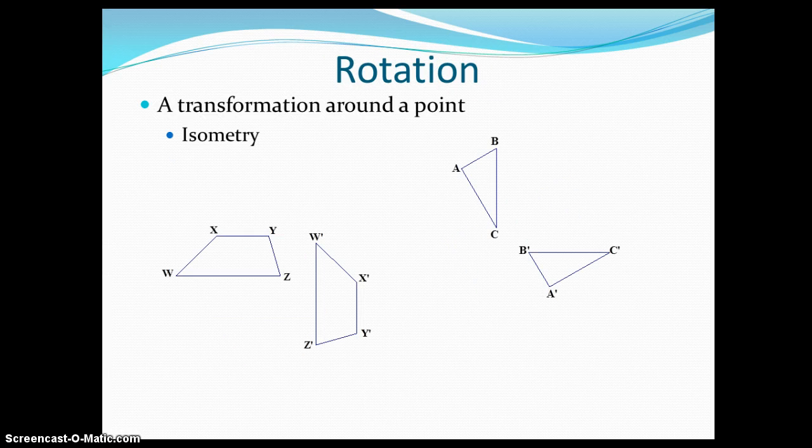The third one is a rotation. This is a transformation around a point. And so we turn it in some type of circular pattern. Again, the image and pre-image are congruent, so we know this one is also an isometry.